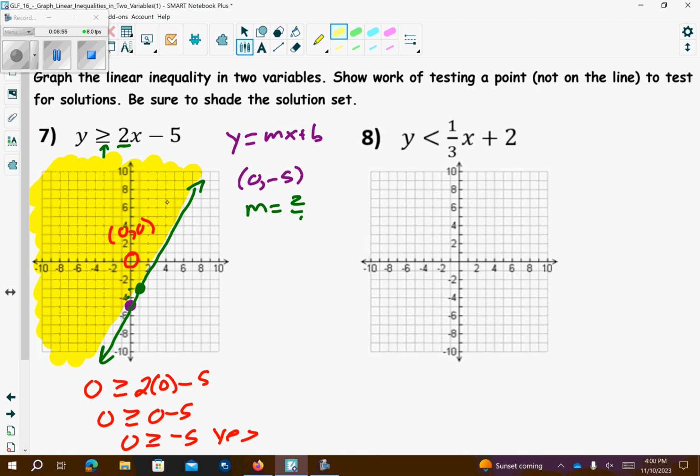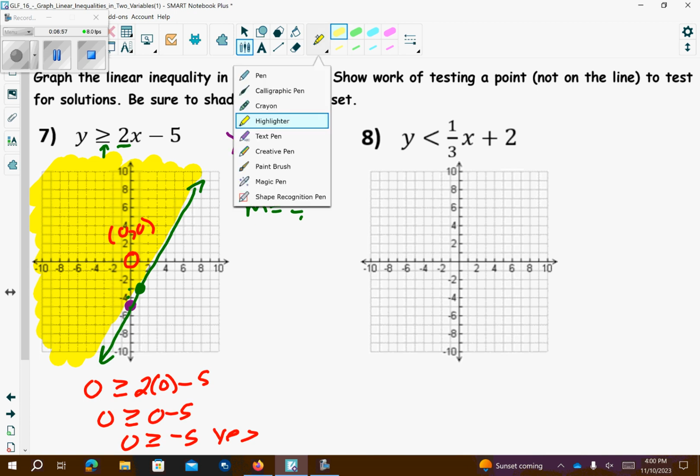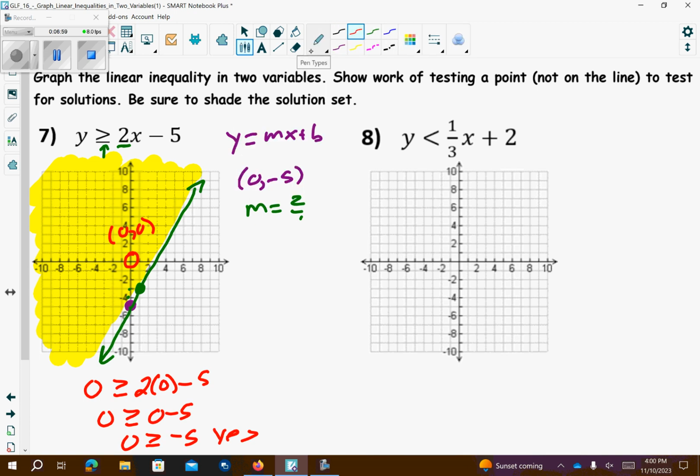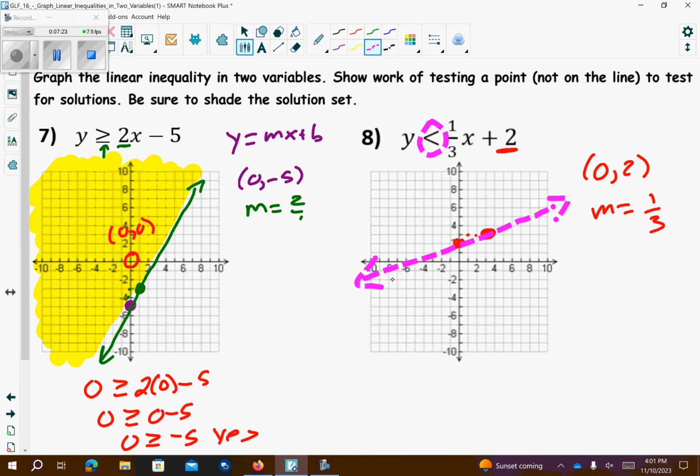Okay, so let's see what happens if we go a little bit further. Let's try the next one. Again, this is graphed the same way, so I'm going to get 0, 2 for my y-intercept. Because of that, I have a slope of 1 over 3. So I'm going to go up 1, right 3. Okay, being that I don't have an equal sign here, that means this is going to be a dotted line. Okay, that means that I don't include the line. If there was an equal sign underneath, it would be a solid line.